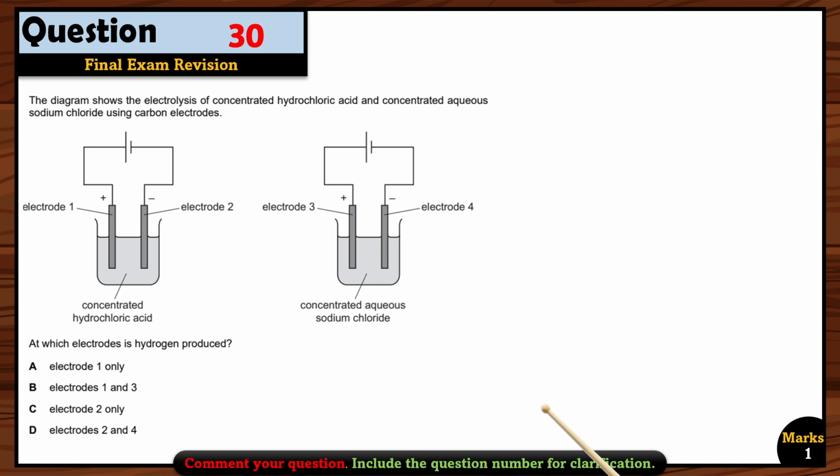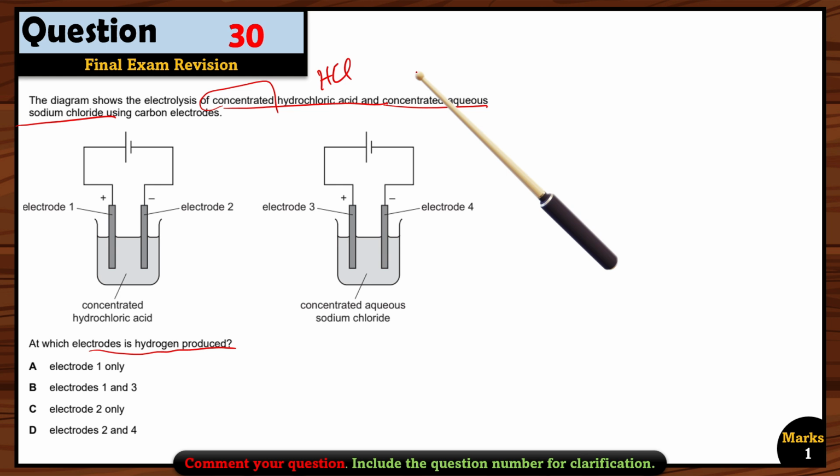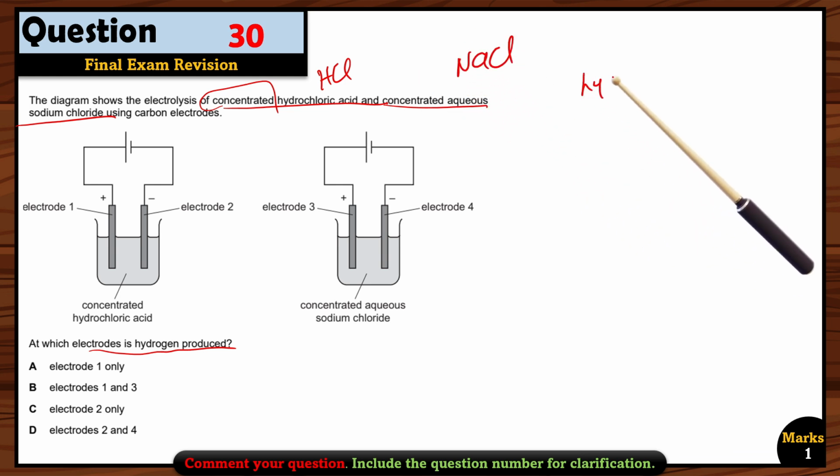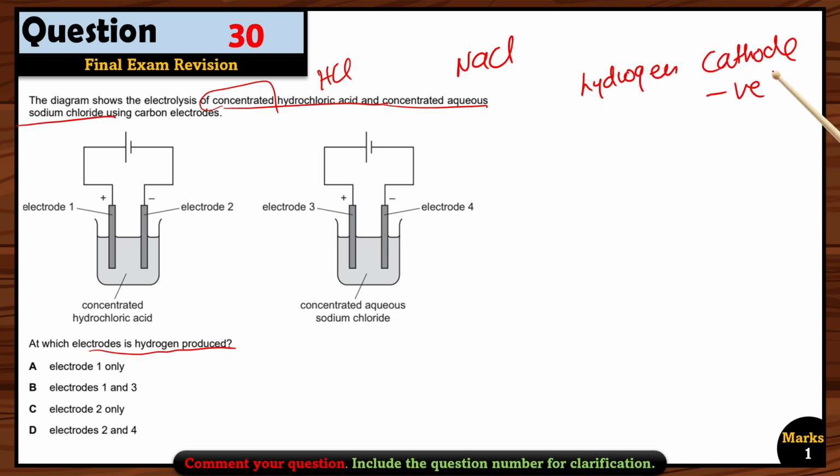Question 30. The diagram shows the electrolysis of concentrated hydrochloric acid and concentrated aqueous sodium chloride using carbon electrodes. At which electrodes is hydrogen produced? So concentrated HCl and concentrated sodium chloride, right? Hydrogen will always be produced at the cathode, and the cathode is the negative electrode, right? So you are going to get your hydrogen at the cathode if the solutions are aqueous. Both solutions are aqueous.